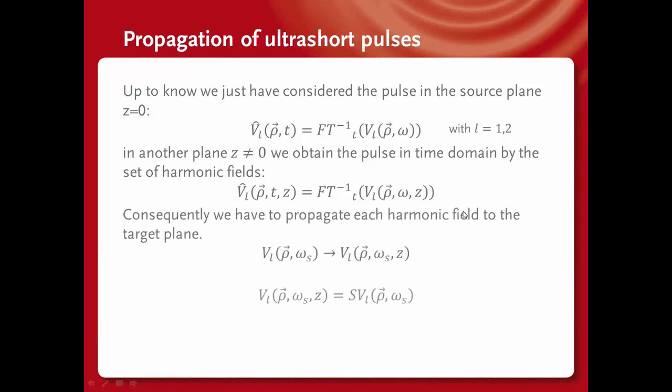This means that we have to propagate each harmonic field independently from the initial plane to the target plane. And mathematically, you also can write this by an operator equation. So you have to apply an operator S on the initial field to get the light distribution in the target plane.